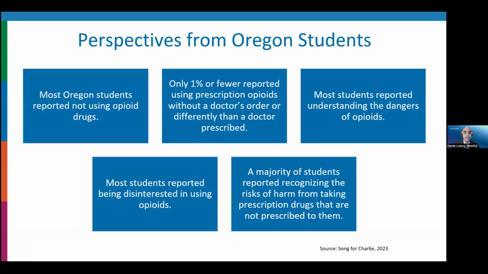So here are some perspectives from Oregon students taken from a survey in the state. Most Oregon students, when surveyed, reported not using opioid drugs. Only 1% or fewer reported using prescription opioids without a doctor's order or differently than a doctor had initially prescribed. Most students in the state seem to understand the dangers associated with opioid use, and most reported being disinterested in using opioids in any way that might cause them harm. The majority of the students in this survey reported recognizing and understanding the risk of harm from taking prescription opioids in a way in which they are not prescribed to them.